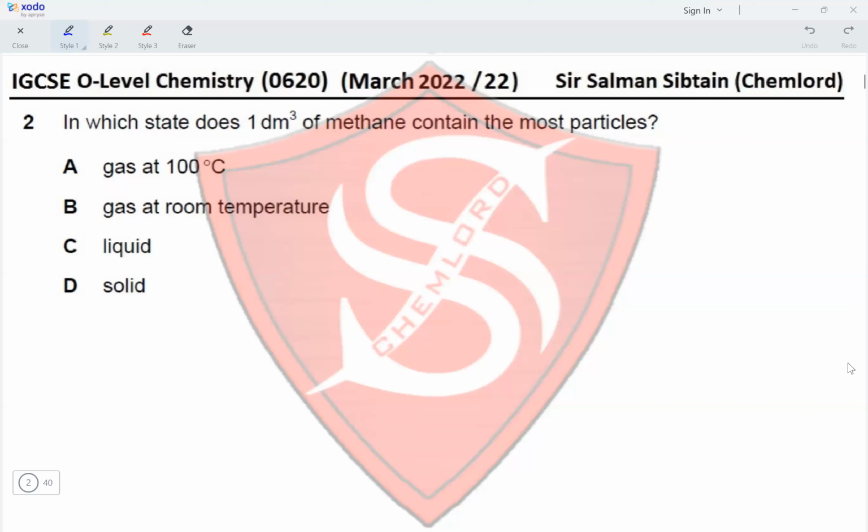The next state is the liquid state in which the particles are even closer together in the form of a liquid. So there would be more particles per dm cube of the liquid. And if we have 1 dm cube as the volume of a solid, the molecules in a solid are very closely packed together. So there would be the greatest number of methane gas molecules or particles in the solid state as compared to the liquid or the gaseous state. Therefore, option D is the correct option for this question.